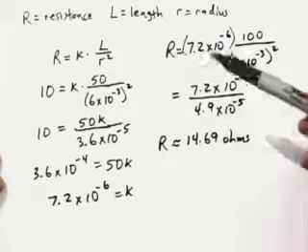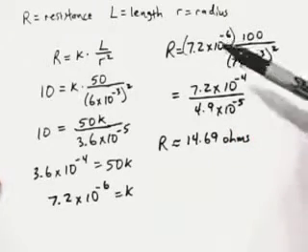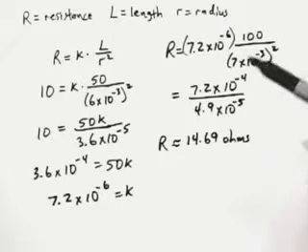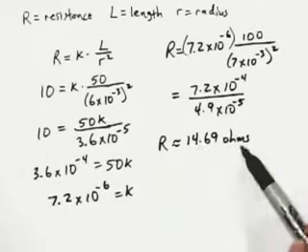So the resistance, if we had 100 feet of the same wire but increased the radius to 7 times 10 to the negative third inch, would be roughly 14.69 ohms.